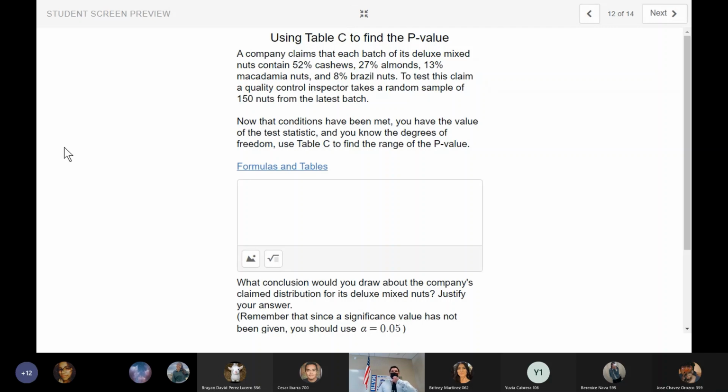So next, we're going to use table C to find the p-value and then write a conclusion. Same context. Now that conditions have been met, we have the value of the test statistic, 6.599, and you know the degrees of freedom, 3. We need to use table C to find the range of the p-value. We have the link here for our formulas and tables. You can click on that. It'll go right to the formulas and tables within Canvas. And so just write in here what the range for the p-value is.